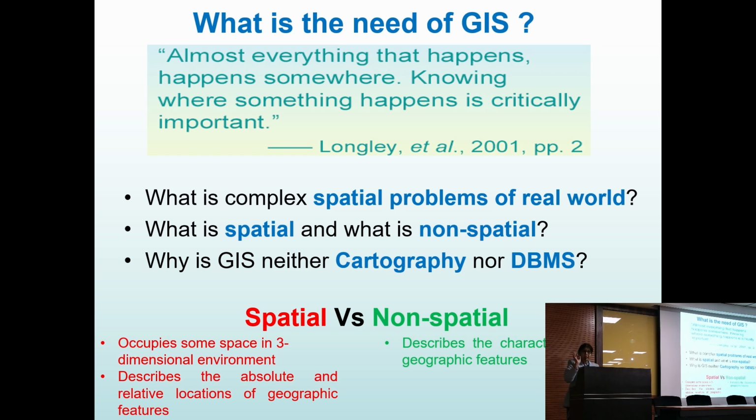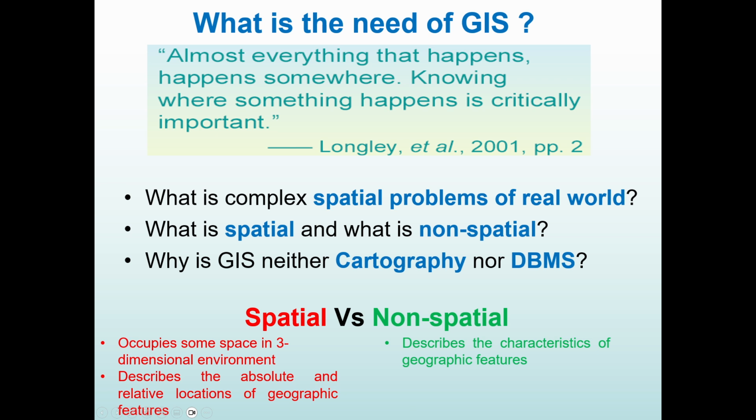Because in the real world there are two types of features or phenomena which are existing, in GIS also we use two different data models. First is the vector data model and second is the raster data model. The vector data model is to represent discrete features or phenomena and raster is to represent continuous features or phenomena.